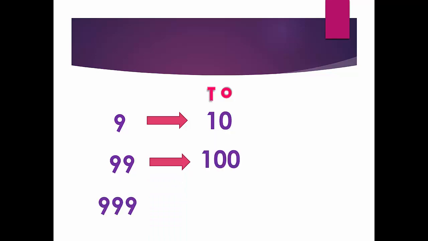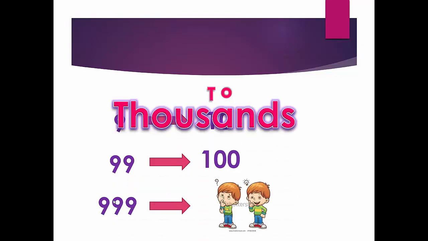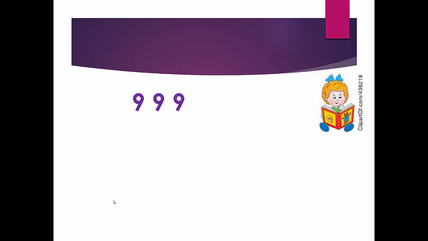Okay, my students. And here I have the greatest three-digit number. The greatest three-digit number is 999. What's the number after 999? Yes, I hear you, my students. It's 1,000, teacher. This is our lesson today, my students. If I have 999, the greatest three-digit number, and I need the number after 999, I will add 1.